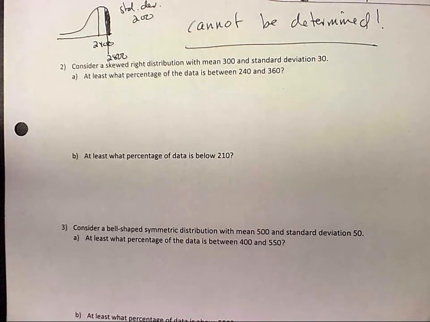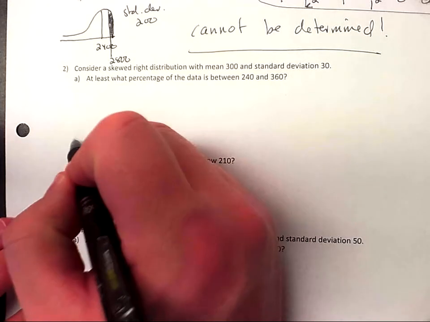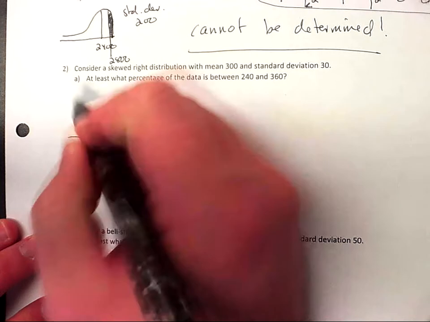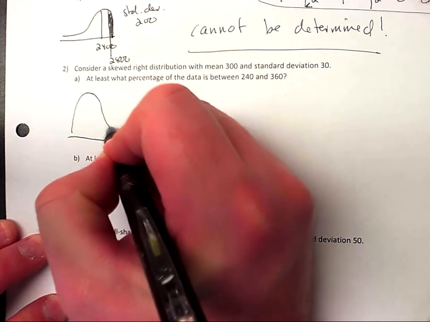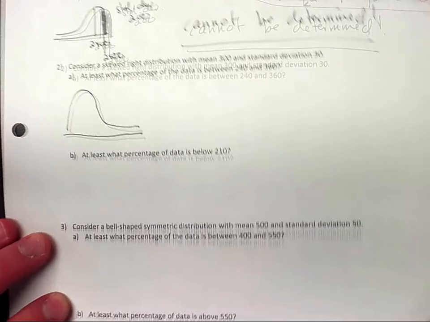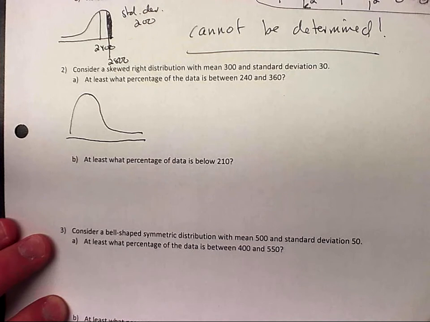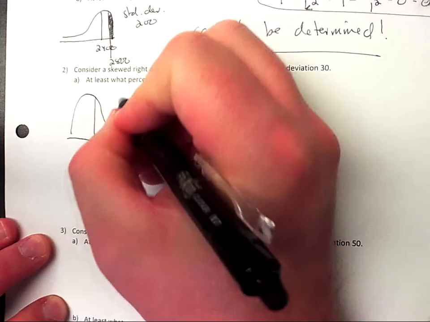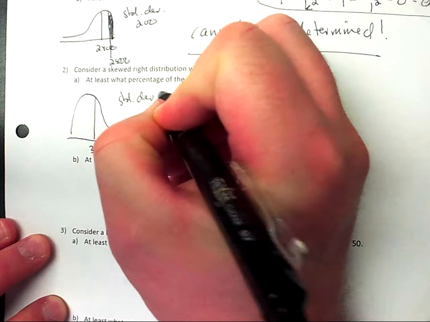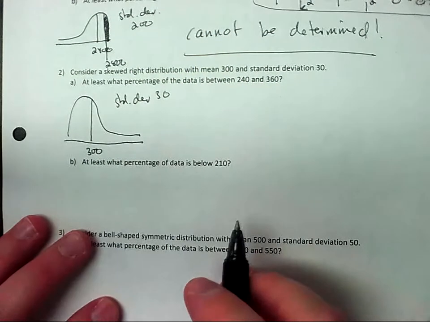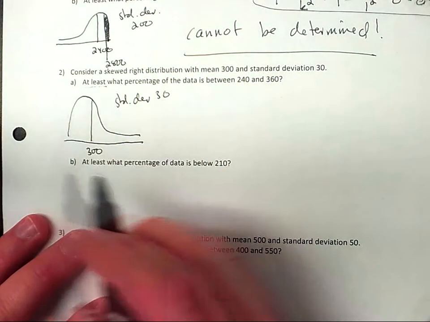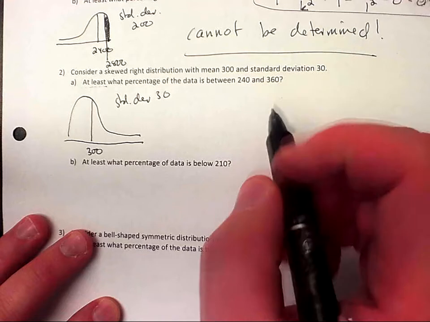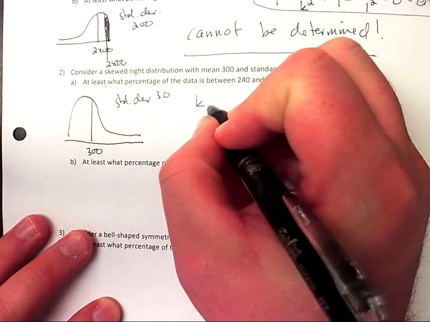Does anybody need a little extra time? Everybody's good to go? All right, then let's do this one. So now we have a skewed right distribution. So again here, a perfectly fine example to imagine is one that has a fat tail over here on the right. Here we have the mean of 300 and a standard deviation of 30. We want to figure out at least what percentage of the data is between 240 and 360.